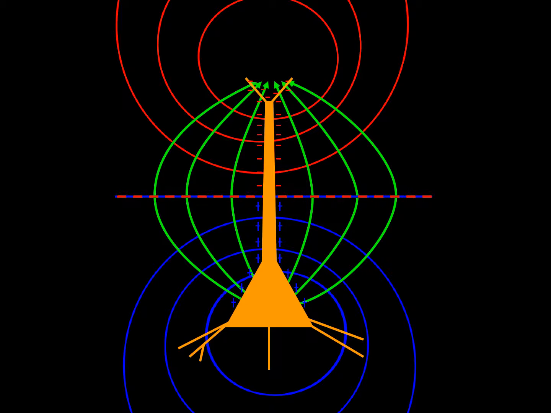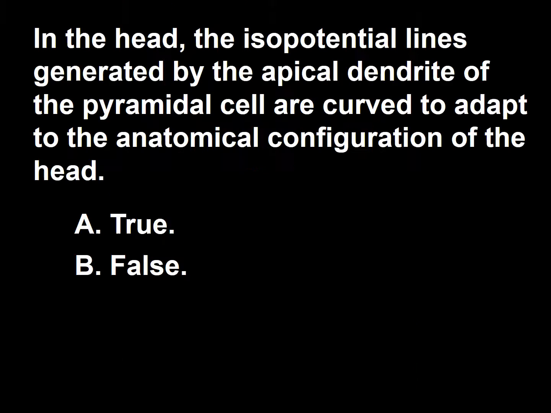The final addition to this figure is the representation of the pyramidal cell. As you can recall, the pyramidal cells are the generator of brain activity recorded during EEG. So the answer to this question is true.